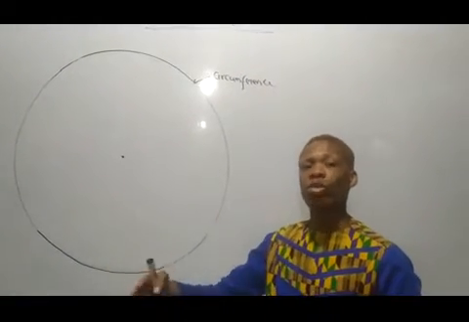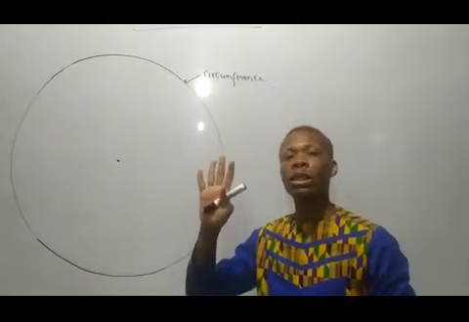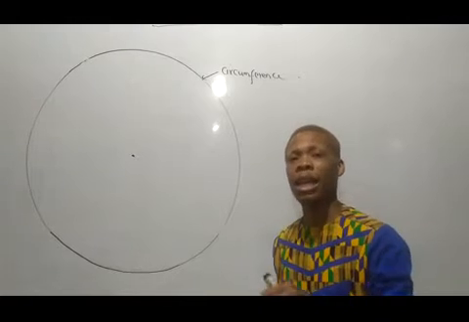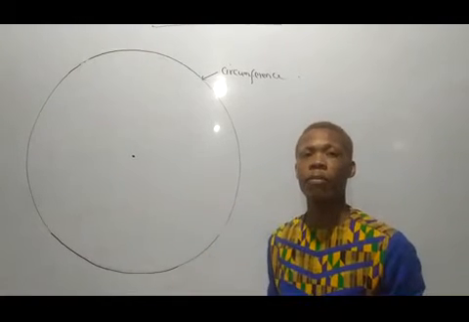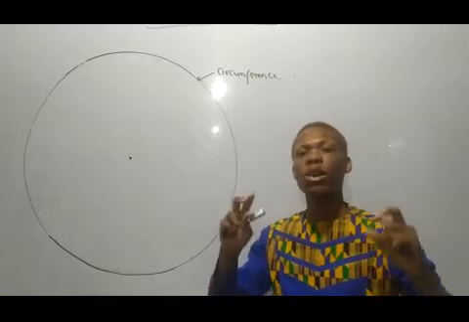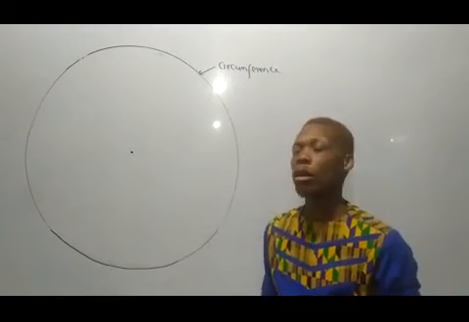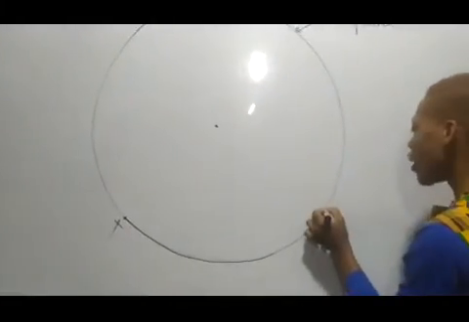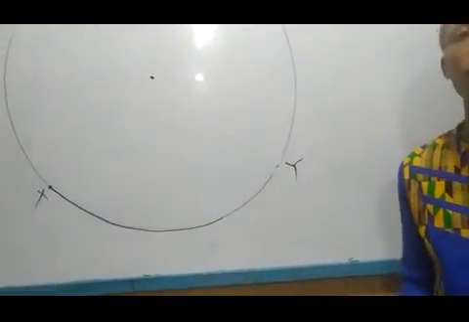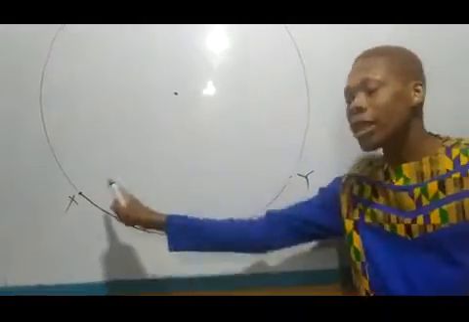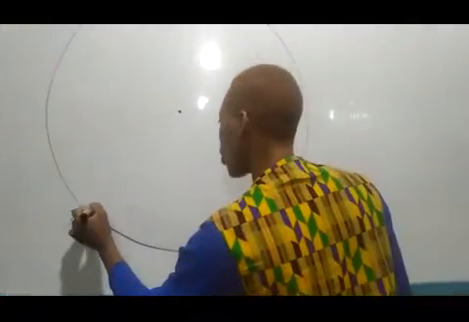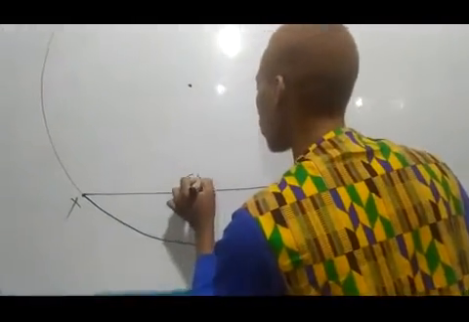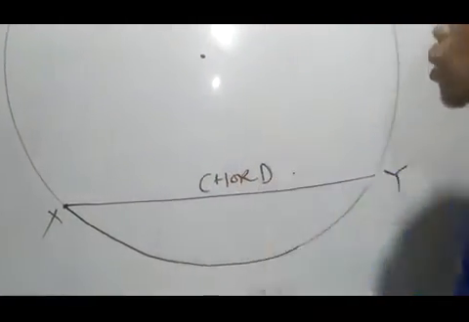And I went ahead to explain what a chord is to you. I said a chord is a straight line which joins 2 points on a circle. So if you have any 2 points, I have a point here X and a point here Y. The straight line which joins these 2 points is called a chord.